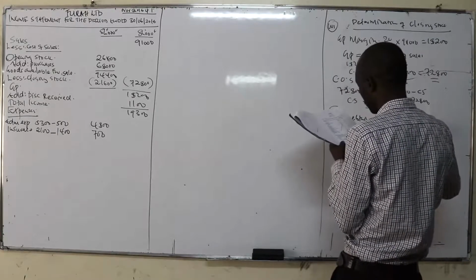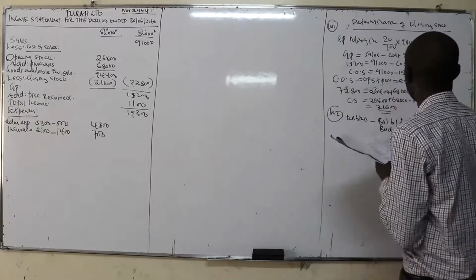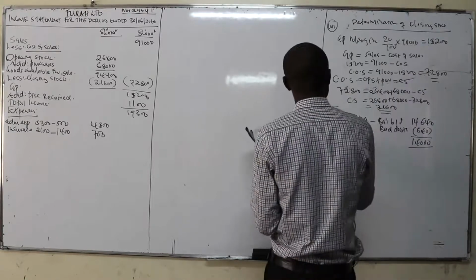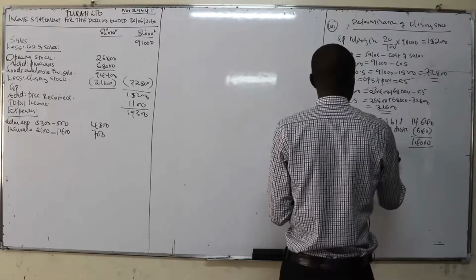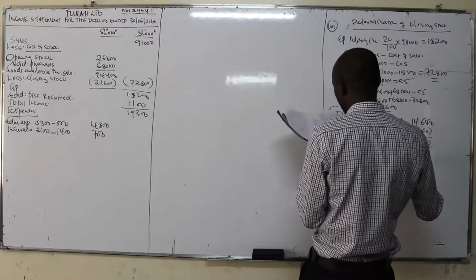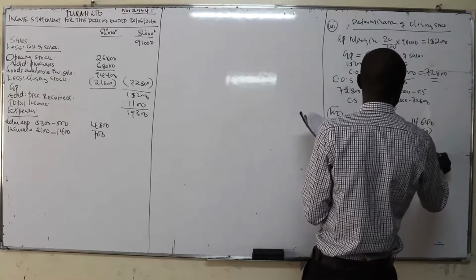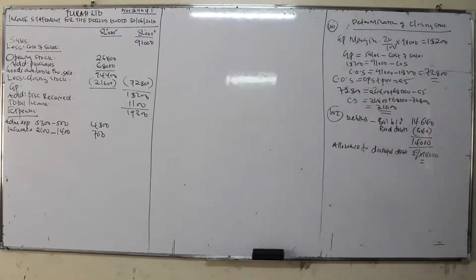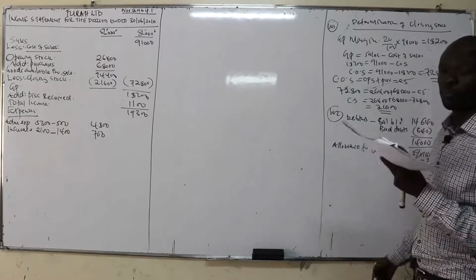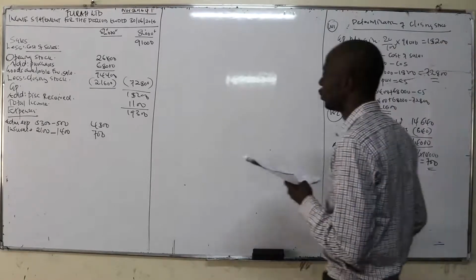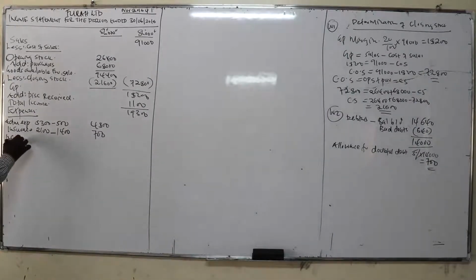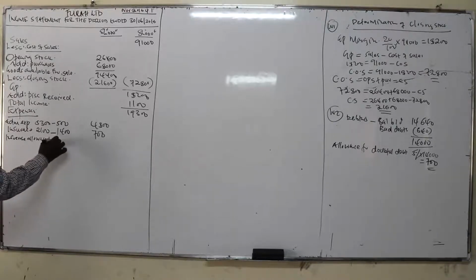And then bad debts. Bad debts ngapi? 640. So balance inakuwa ngapi? 14,000. Allowance for doubtful debts to be maintained at 5% of 14,000, which is 700. So 700, sindio? So we check allowance for doubtful debt 610. So we say increase for allowance for doubtful debts. You'll get 710 minus 610. It may increase now how much?